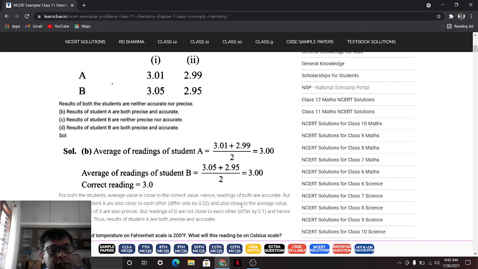But readings of student A are also close to each other, differing only by 0.02, and also close to the average value. Hence, readings of A are also precise. But readings of B are not close to each other, the difference is 0.1, and hence are not precise. The results of student A are both precise and accurate. Therefore, the option is B.